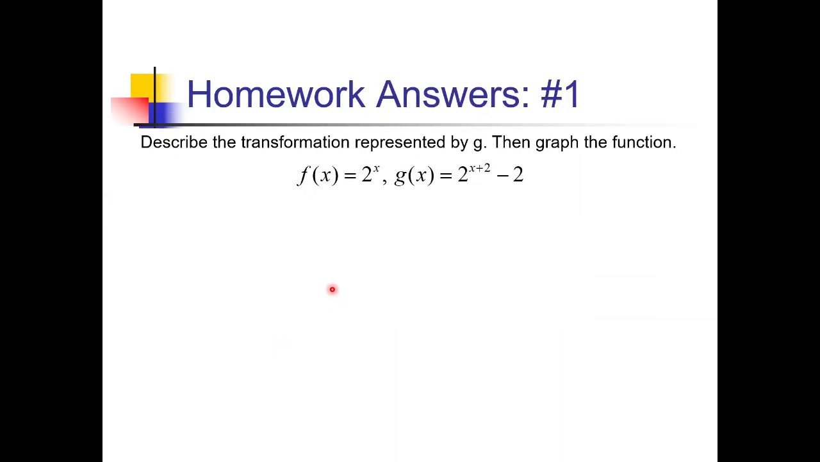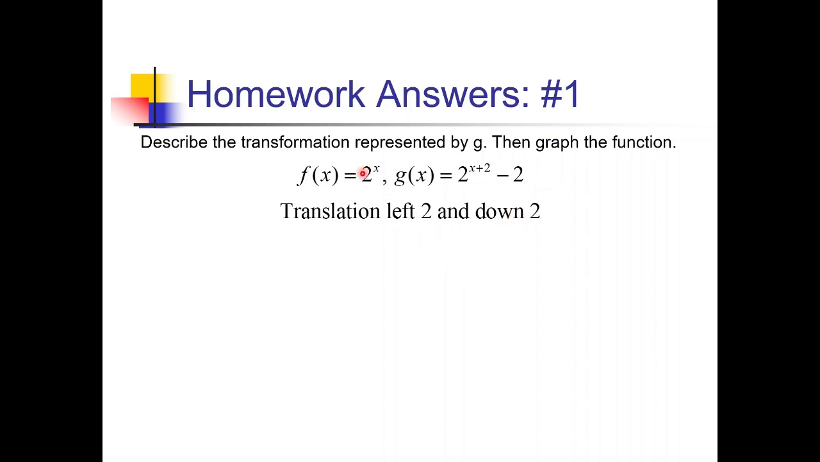For this problem, we're trying to transform the f function. Let's first identify the transformation. Since we have this plus 2 happening inside the exponent, inside the function here, that's going to be a horizontal change, so it's going to be left, right, and opposite of what we expect. So this means minus 2 for the translation. It's going to be a left 2 shift. The minus 2 outside the function is shifting us down by 2. So we've got left 2 and down 2.